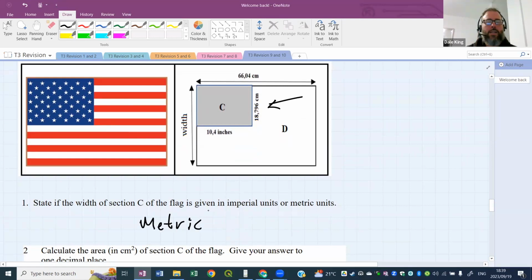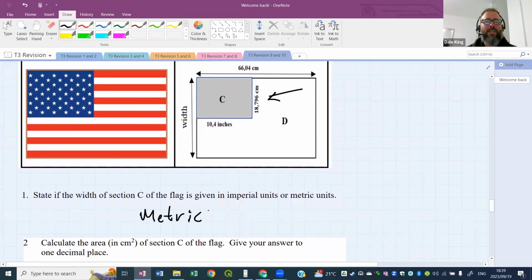Question 2 says, calculate the area in centimeters squared of section C of the flag. Give your answer correct to 1 decimal place. Who's going to help me with this? It's an easy one, guys. Well, it's easier compared to the one we just did. I need a formula. Do they give us a formula? Before I even show you if they give us a formula, you should be able to tell me what the formula is. How do we work out the area of section C?